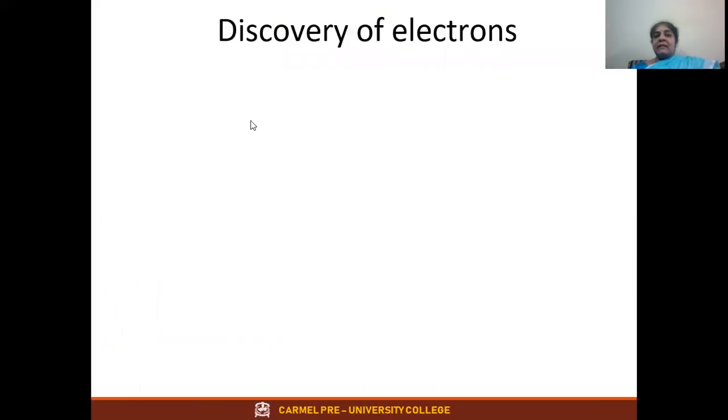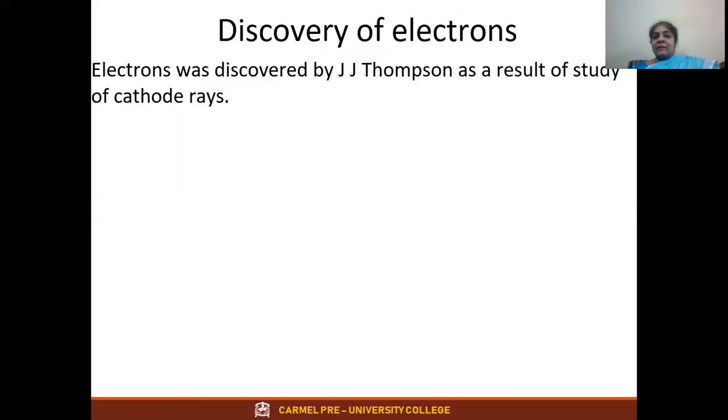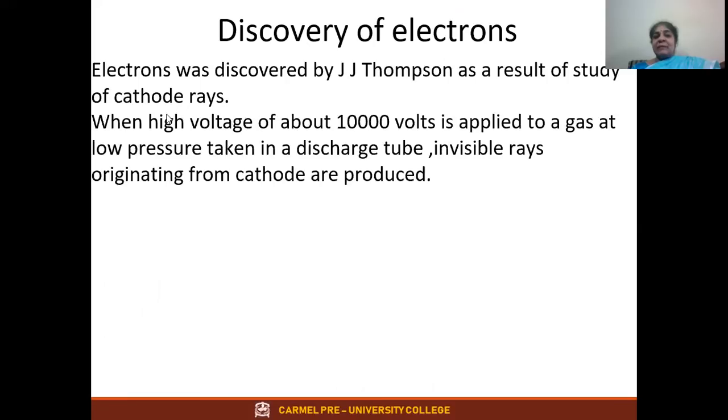Next, let's study the discovery of the electron. How exactly did we get to know that atoms can be further divided and are made up of particles like protons, electrons and neutrons? Electrons were discovered by J.J. Thomson as a result of the study of cathode rays. So the first discovery made by Thomson was electrons, which was due to the cathode ray experiment.